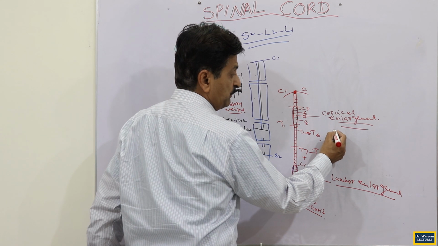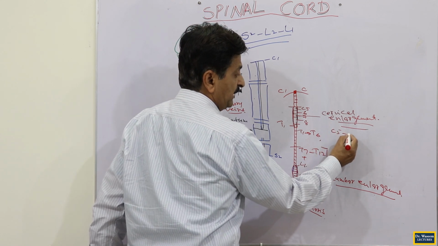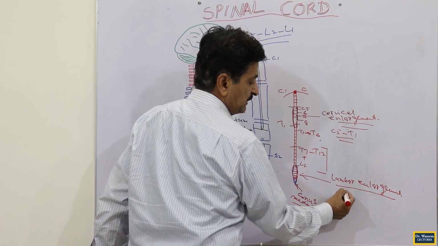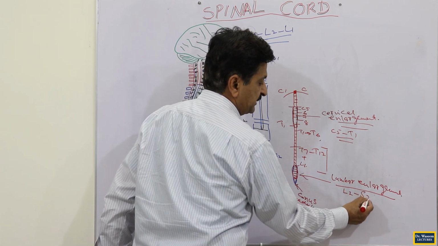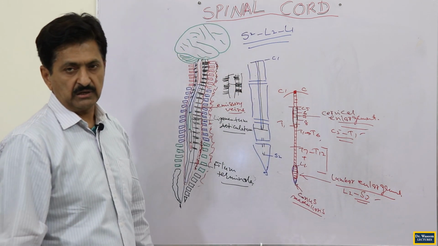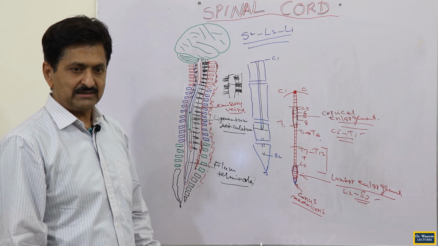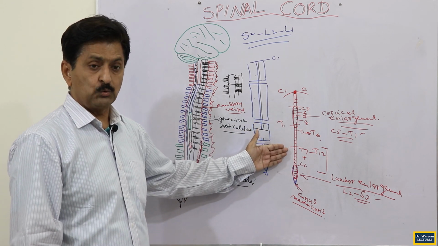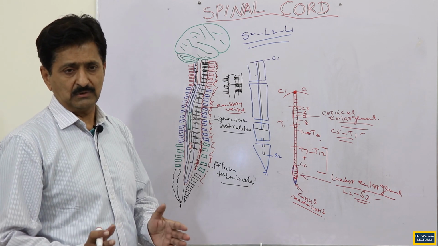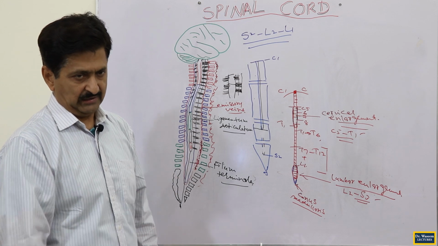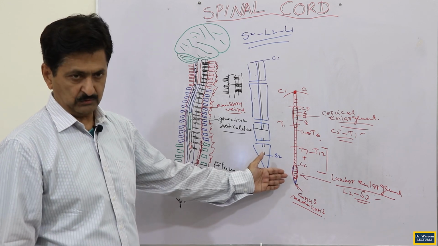Cervical enlargement is from C5 up to T1, and the lumbar enlargement will be L2 up to S3. Means these are those segments whose nerves are forming the limb plexuses. So you can say that the spinal cord segments whose nerves form limb plexuses are enlarged. They form the cervical enlargement as well as the lumbar enlargement according to the plexus.